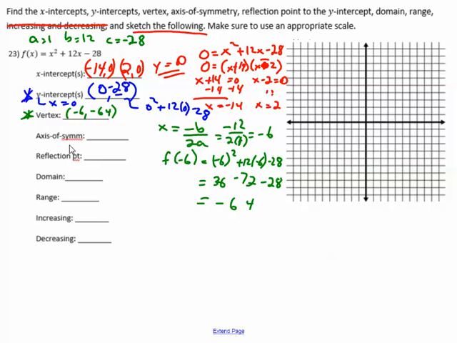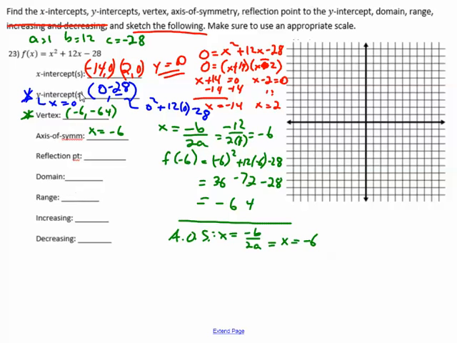Axis of symmetry. Axis of symmetry actually happens at the vertex. So we can say that axis of symmetry happens when x equals negative b over 2a. Well, we found that out earlier. X equals negative b over 2a is x equals negative 6. That's our axis of symmetry. X equals negative 6.